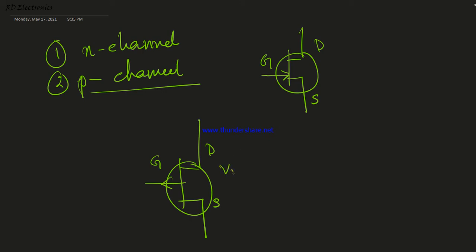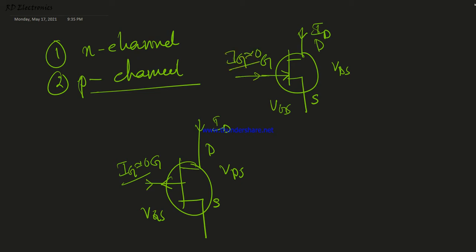Here the voltage drop is known as VDS. Here the voltage drop equals VGS, and here also VGS, and here also VDS. The drain current here is ID, and the drain current here is also ID, but the gate current equals 0, because the input impedance of the JFET is very high, infinity. That's why there is no current conducting into the gate terminal in a junction field effect transistor. So there are basically N-channel and P-channel, two different types of JFETs available.